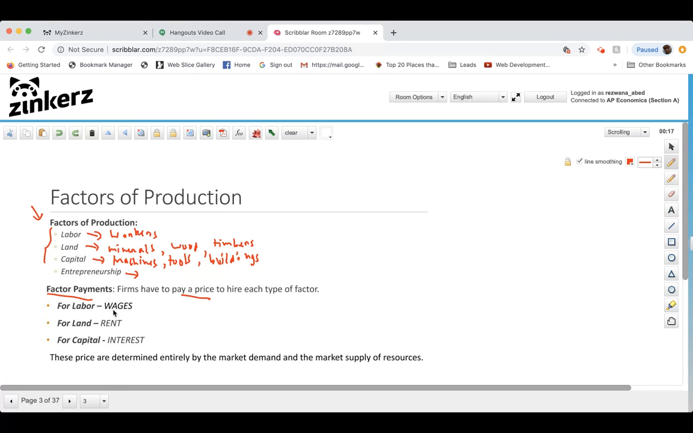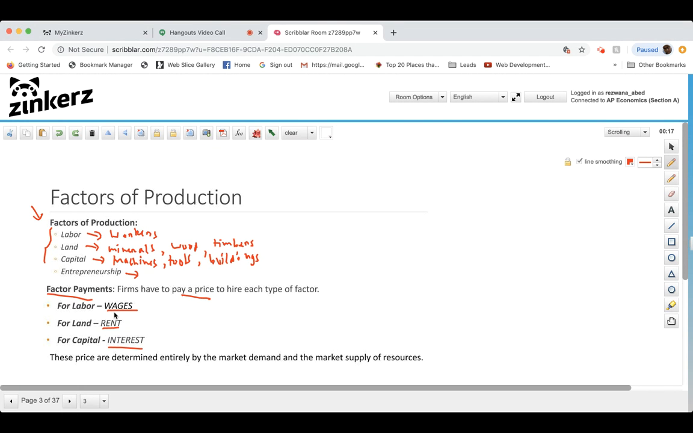So for labor, the factor payment for labor is wages. The factor payment for land is rent. The factor payment for capital is interest. For entrepreneurship, you can think about it as profit.